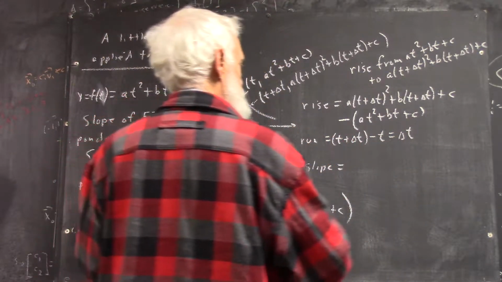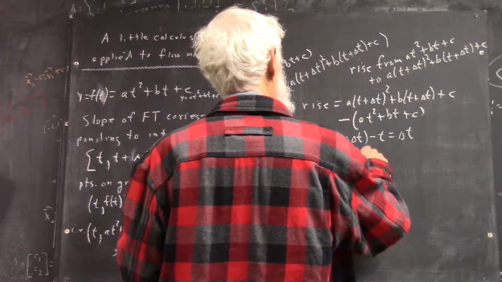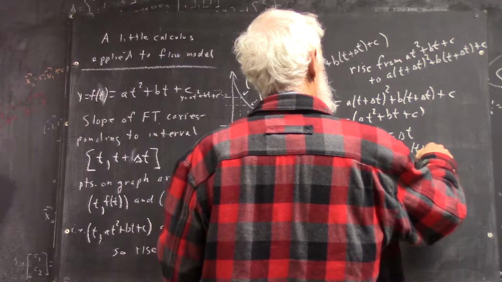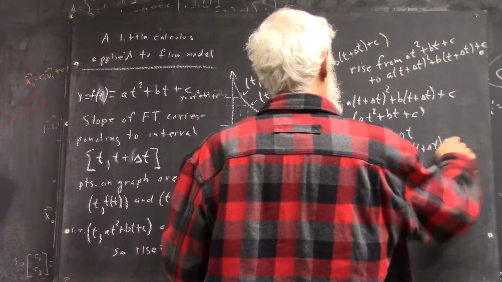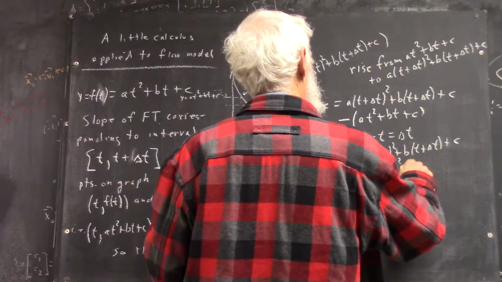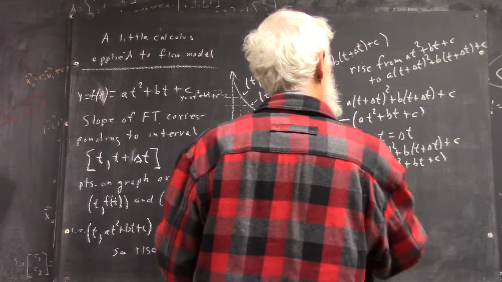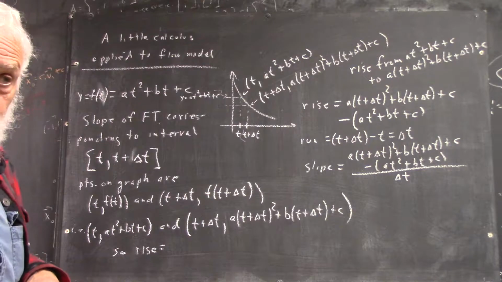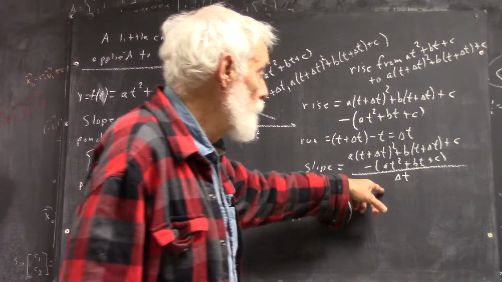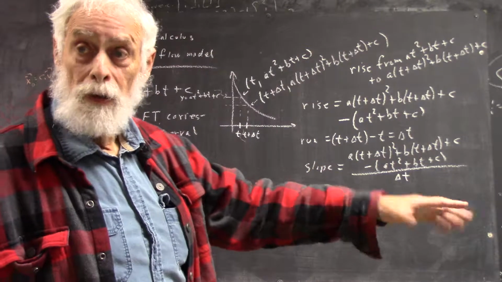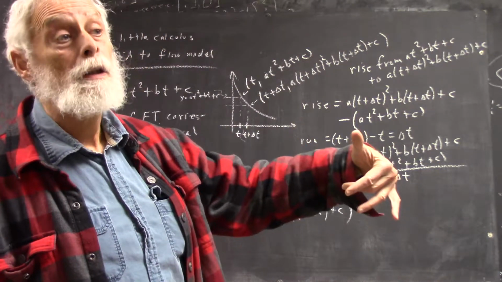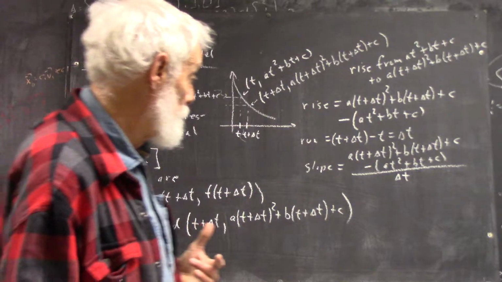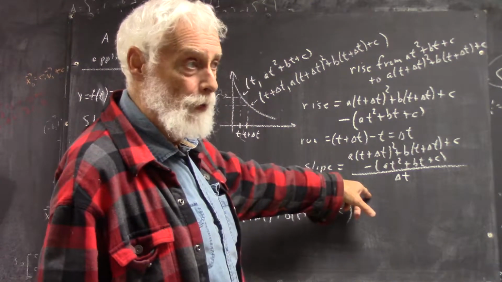So the slope is... and that is a formula for the slope, no matter what parabola you have, and no matter what point, what two points, what point and what delta t you want to use, what t and what delta t you want to use. Now, of course, this numerator simplifies a lot.